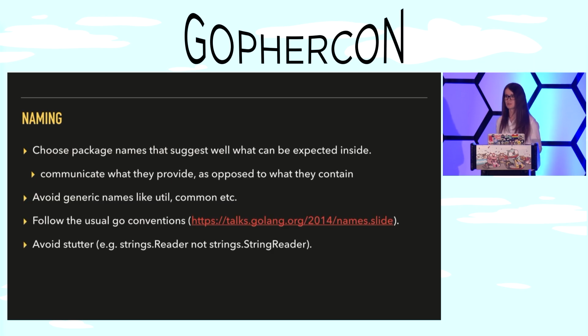We all know there are two hard things in computer science: cache invalidation, naming, and off-by-one errors. So a few words on naming, besides that it's hard. We all know that. Choose package names, like I said before, that tend to explain what they provide rather than the pure function that they serve, whether something is a handler or whatever. Avoid generic names like util and common, because they just end up being the dumping ground for lots of unrelated stuff that just grows over time. So follow the usual Go conventions. I've put a link there to Andrew Gerrand's very short slideshow on that. And avoid stutter. Something that I touched on before: try not to duplicate the package name in your struct name. So rather than strings.StringReader, try to do strings.Reader if you can.